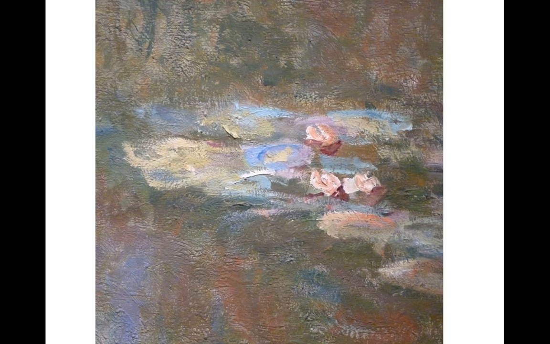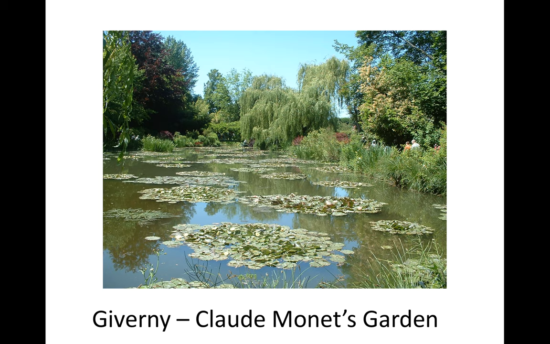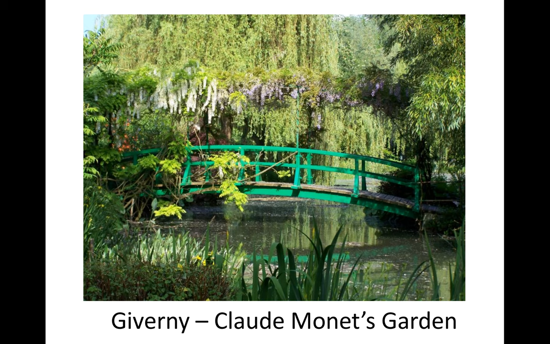Now let's talk about Claude Monet's garden. This garden was named Giverny, and he spent most of his life there. He even passed away in his garden. Now, his garden was very, very big and had lots of flowers and leaves and lakes, and it even had a couple bridges. This is one of his most famous bridges called the Japanese Bridge.